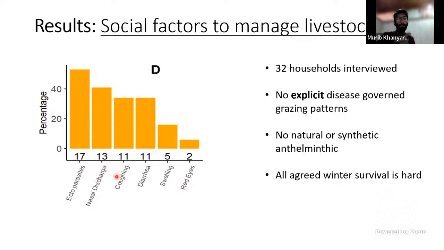But interestingly, when you go down the bar, you see things like nasal discharge, coughing, diarrhea, swelling of the throat, and even red eyes popping up. While these are not diseases per se, and mostly symptoms really, all of them tend to be symptoms of parasitism to a certain level. You could be coughing because of a disease like CCPP, which is present in these areas, but it's very likely that these are also in part there because of some sort of GI parasitism, which maybe people are not mapping because you don't necessarily see these parasites very visibly. So I just thought this was an interesting result that we got.